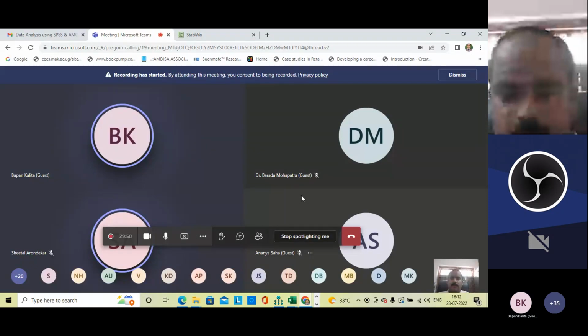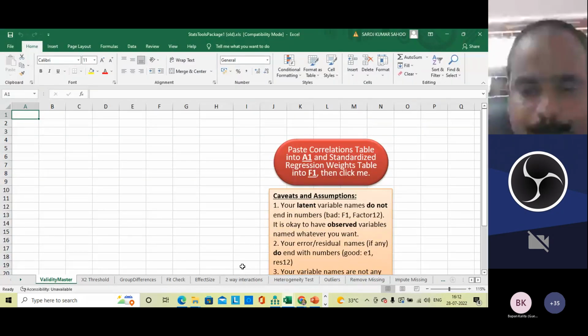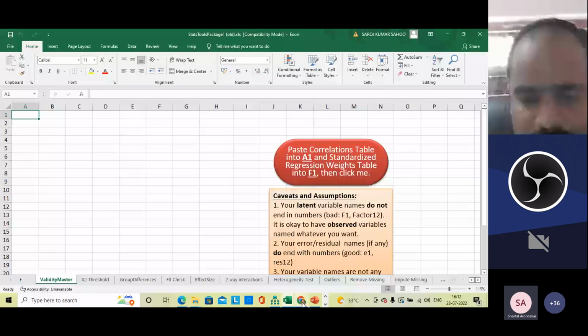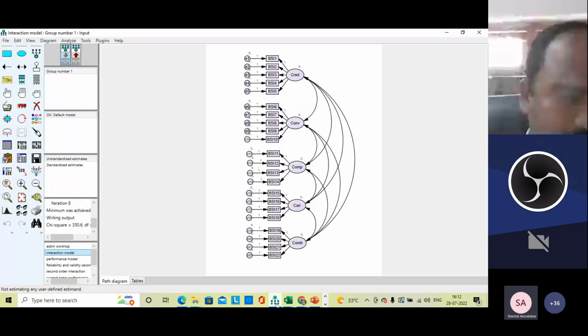Okay. All of you able to see my Excel sheet? Okay. I'm going to the analysis that I have already made yesterday. So this is the analysis. Let me go to the ASBM workshop.